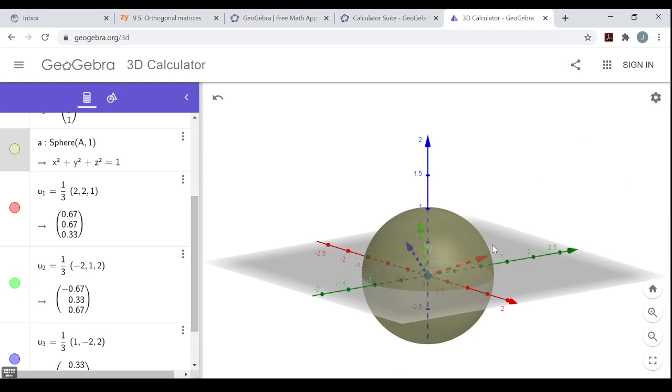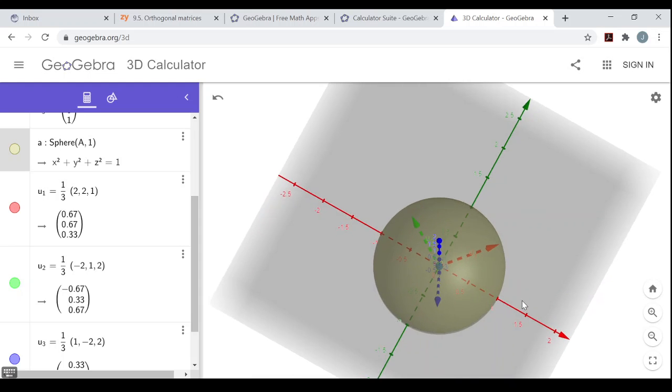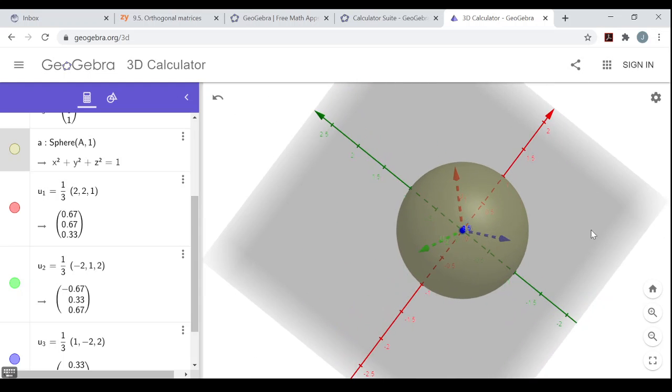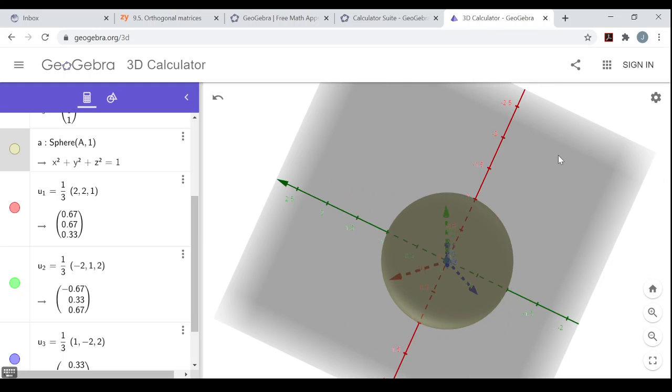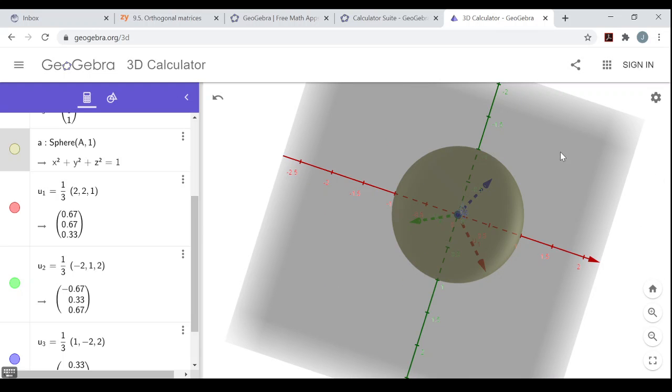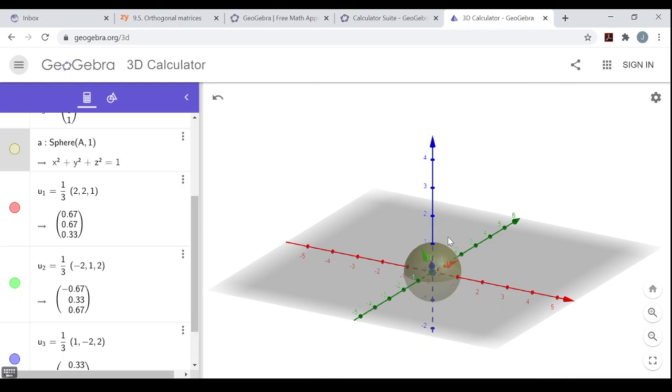But do you see that if I move this around a bit, these three vectors form 90-degree angles with each other, and also point to points on this unit sphere, just like the standard basis vectors?